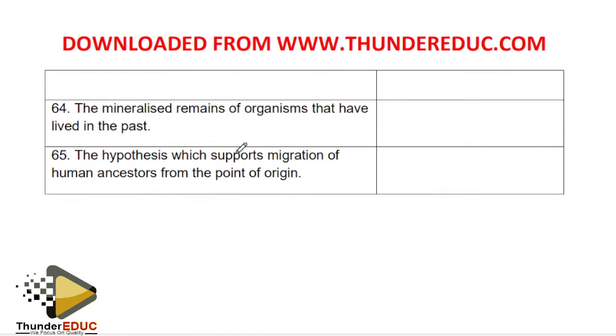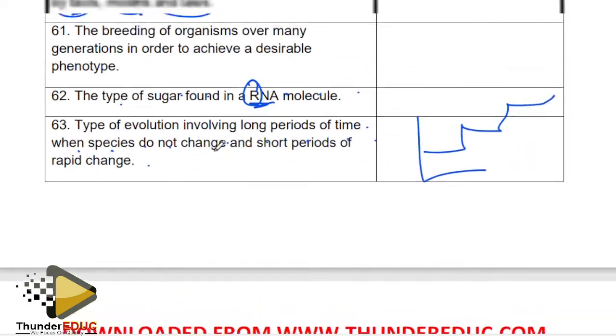And then he's saying the mineralized remains of organisms that have lived in the past. How do you call that? We call them fossils. And then the hypothesis which supports the migration of ancestors from the point of origin, we call it the out of Africa hypothesis.